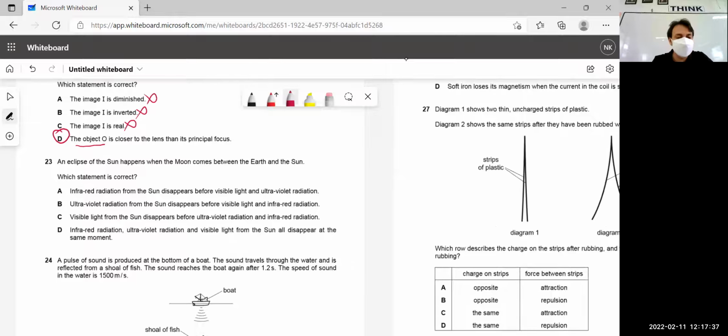Question number 23. An eclipse of the sun happens when the moon comes between the earth and the sun. Which statement is correct? Here, children, this question is based on the electromagnetic spectrum, and I will go directly with the answer that infrared radiation, ultraviolet radiation, and visible light from the sun all disappear at the same moment, at the same time. It's not about infrared radiation being there or UV being there. When the eclipse takes place among the sun, moon, and earth, at that time this will happen.